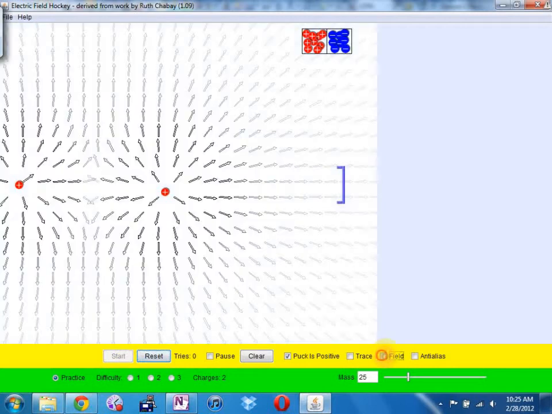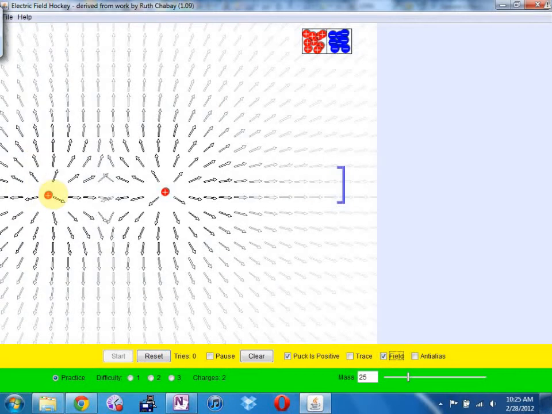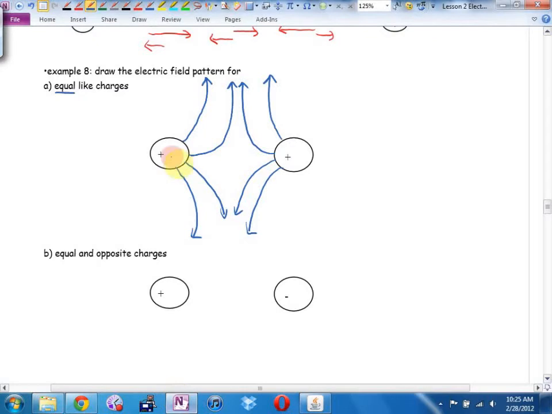Hey, let's turn on the field. There is a good example of what the electric field would look like between two identical, positive, or same charges. What if they were both negative charges? It would be the same, except instead of the arrows moving away from, you know what the arrows would point? Towards.